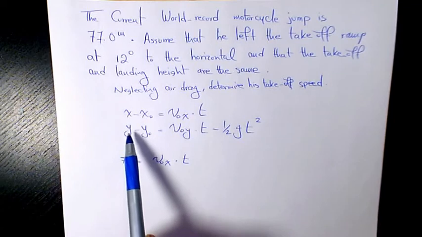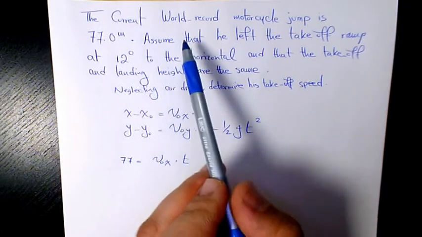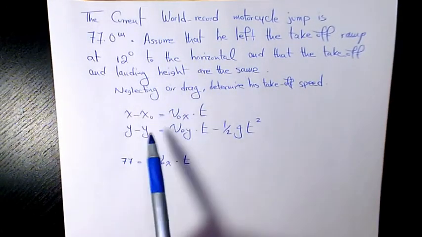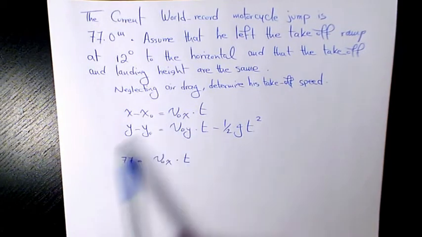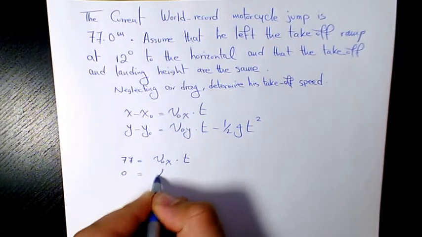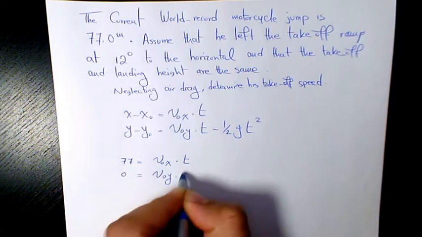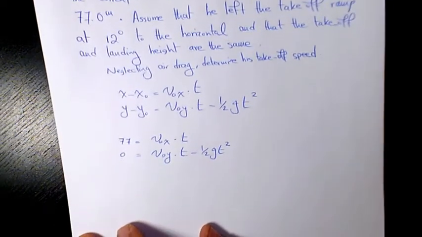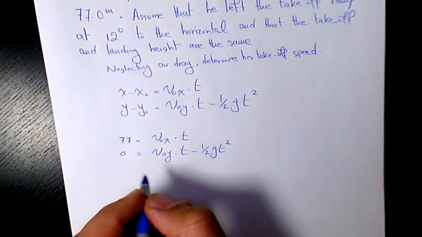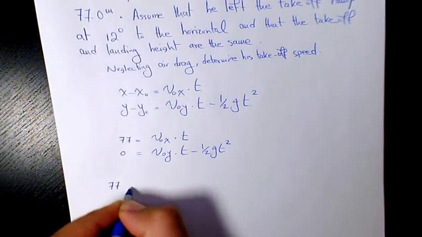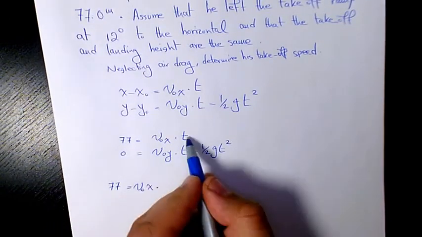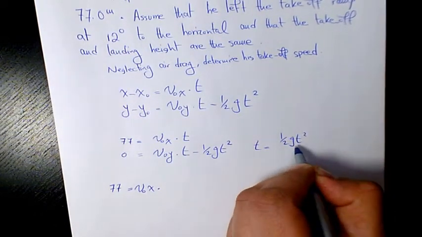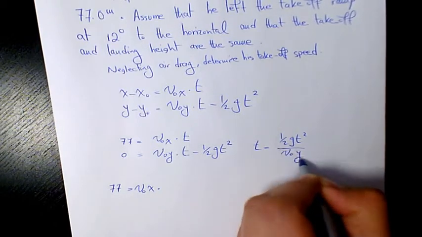On the other hand, we have y minus y naught. Since it says takeoff and landing height are the same, it means that y and y naught are the same. So that's going to be 0 equals v naught y times t minus 1/2 g t squared. So we can say 77 equals v naught x times, instead of t, I'm going to sub 1/2 g t squared divided by v naught y.